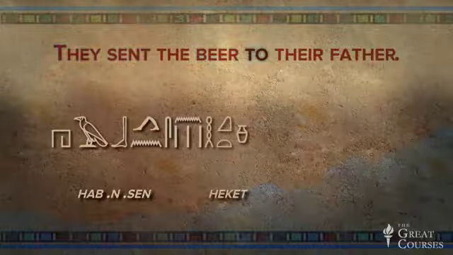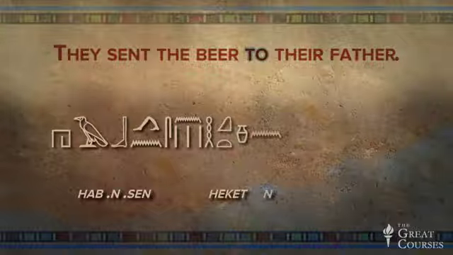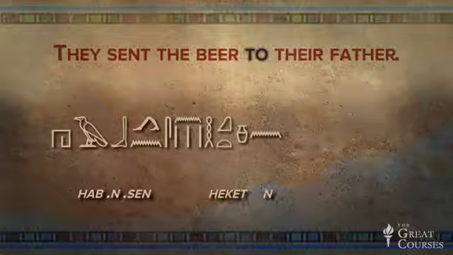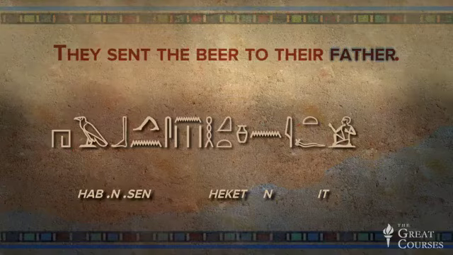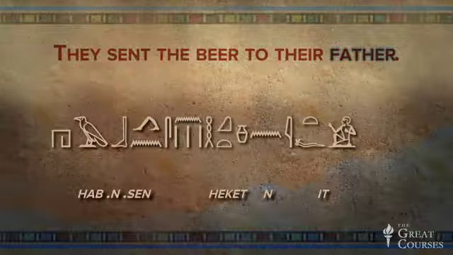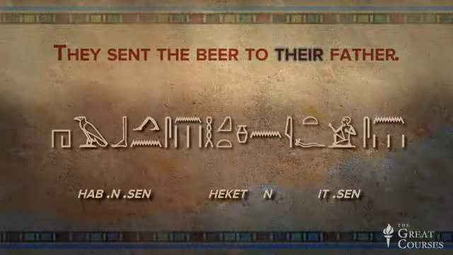Now it's to their father, so we need the to for persons, which is our water hieroglyph. Next, we need father. Remember, the horned viper is silent, so father is pronounced it. Last, we add the suffix pronoun for their, sen, and we have it. They sent the beer to their father.